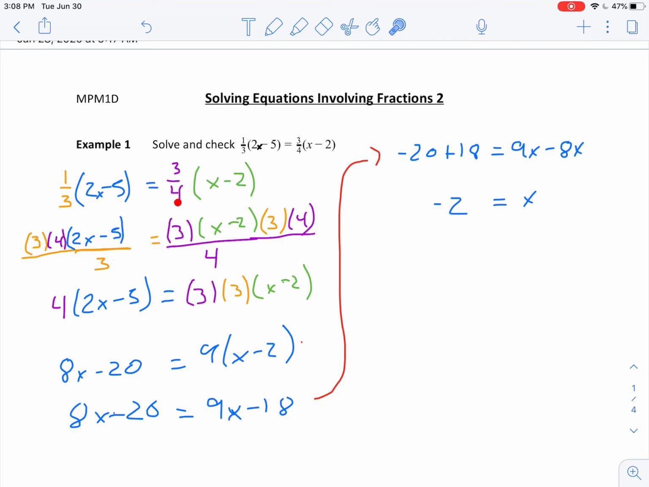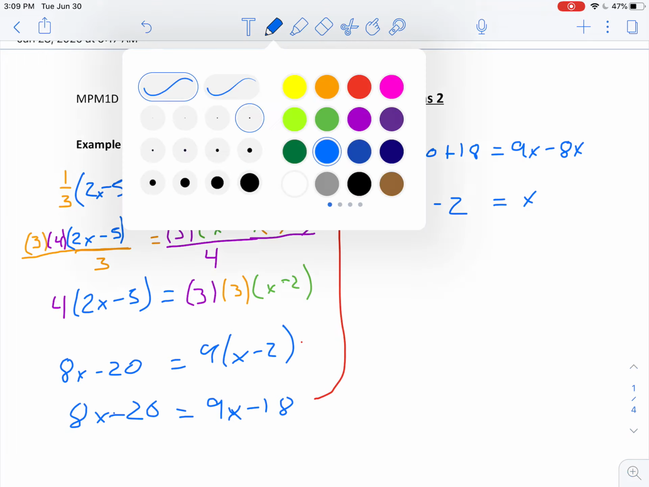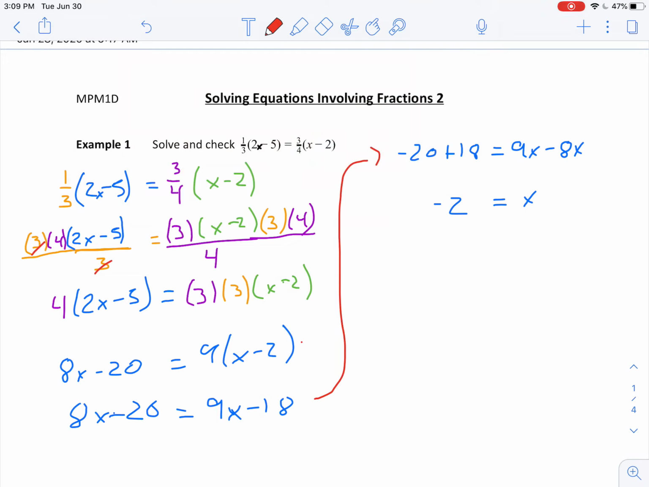And then 3 over 4 times x minus 2 is the same as saying 3 times x minus 2 all over 4. On the left side, I have a denominator of 3. I need to eliminate this by multiplying the left side by a factor of 3. What I do to one side, I have to do to the other. So when I have divided by 3 and multiplied by 3, those cancel out. On the right side, I have a denominator of 4, and I need to eliminate that by multiplying by a factor of 4. But what I do to one side, I also have to do to the other. So these become canceled on the right side.